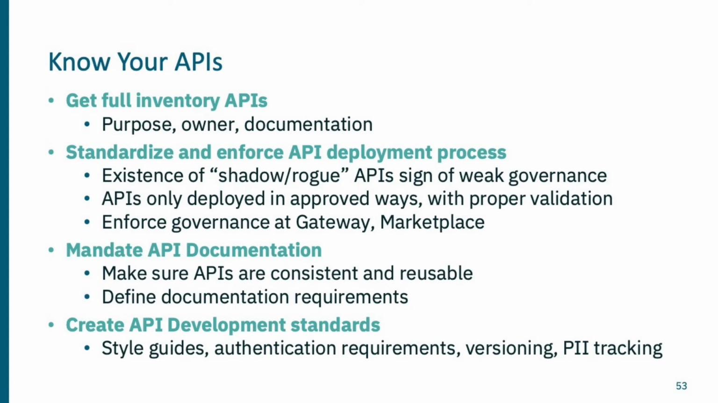You want to standardize your deployment process so that APIs only get deployed in approved ways with proper validation. Nothing gets out there. None of this shadow or rogue APIs, as it's often called. Frankly, if that's happening, you've got weak governance. There should be no ability for APIs to get into production without your knowledge, without going through these proper channels. And the best way to enforce that is through use of something like an API gateway or a marketplace. So you have the central control point where all APIs in that infrastructure are being managed properly, and you know that they've gone through the proper validation steps.